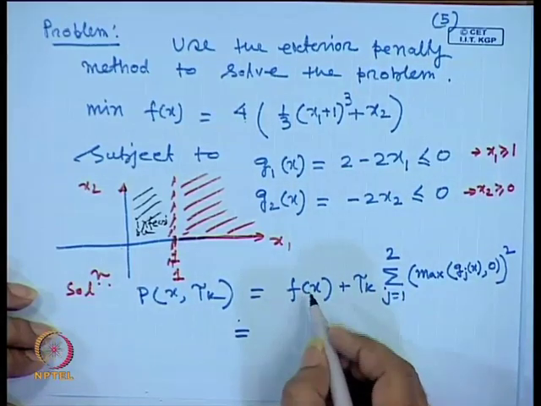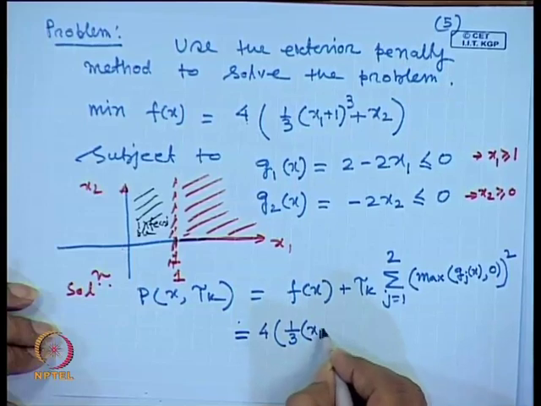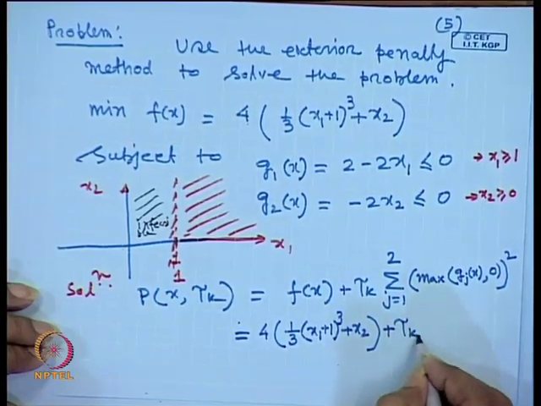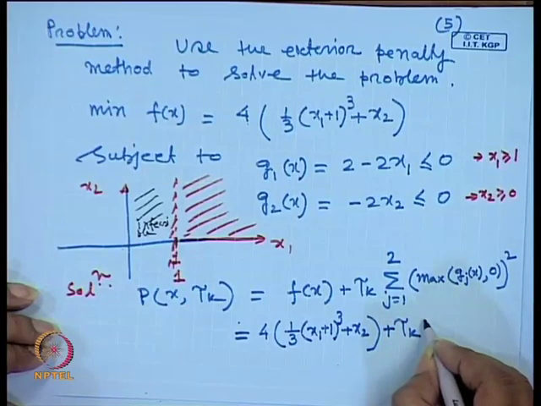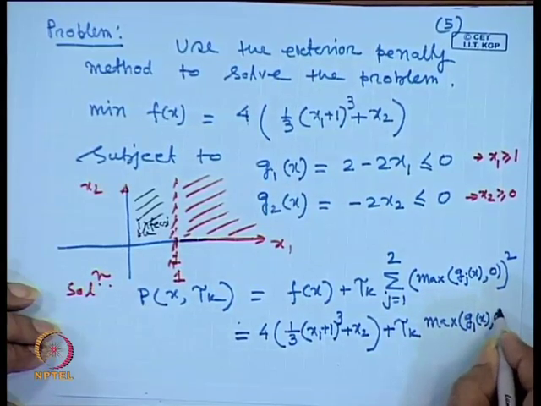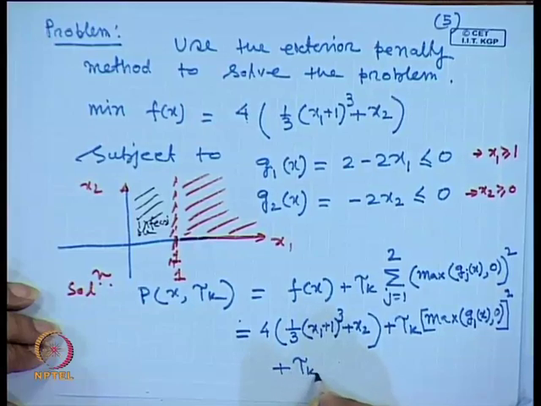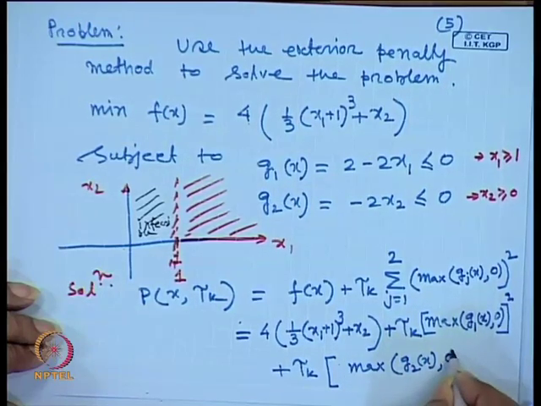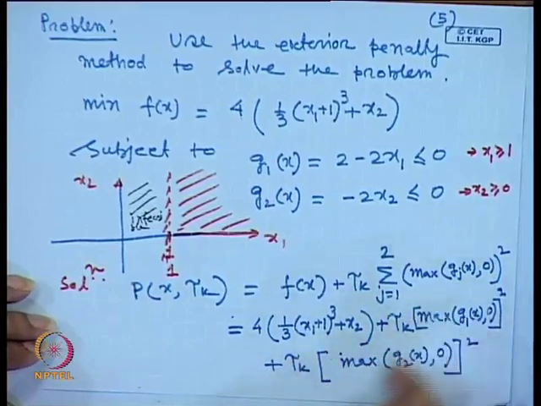If you write it more clearly, what is our f of x? This is our f of x: 4 thirds (x1 plus 1) whole cube plus x2. I have written the operator, plus tau k. What is the first term? Max of g1 of x comma 0, whole squared, the first term I have written, plus tau k max of g2 of x comma 0, this one whole squared. Agree? So, these are the two terms I have written this way.